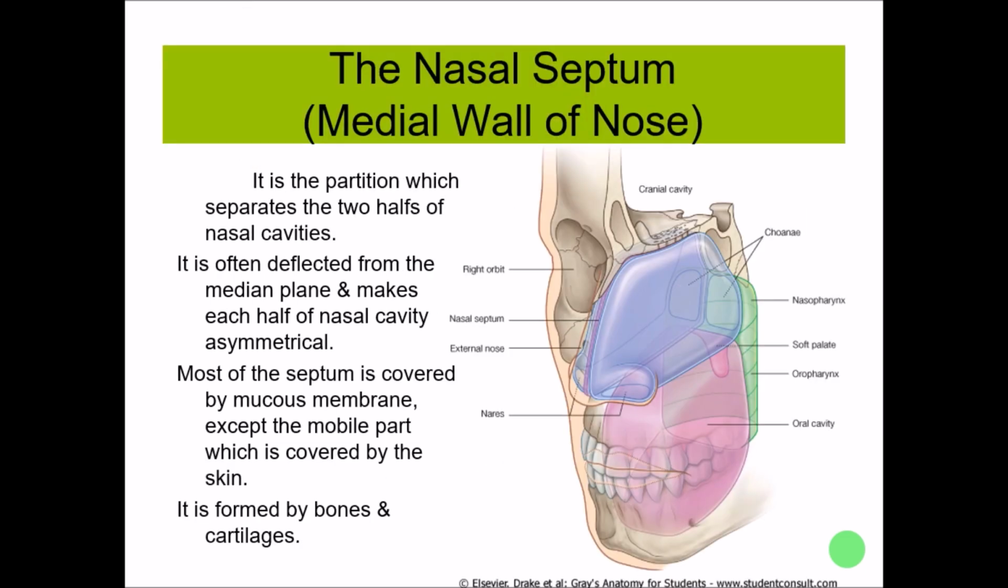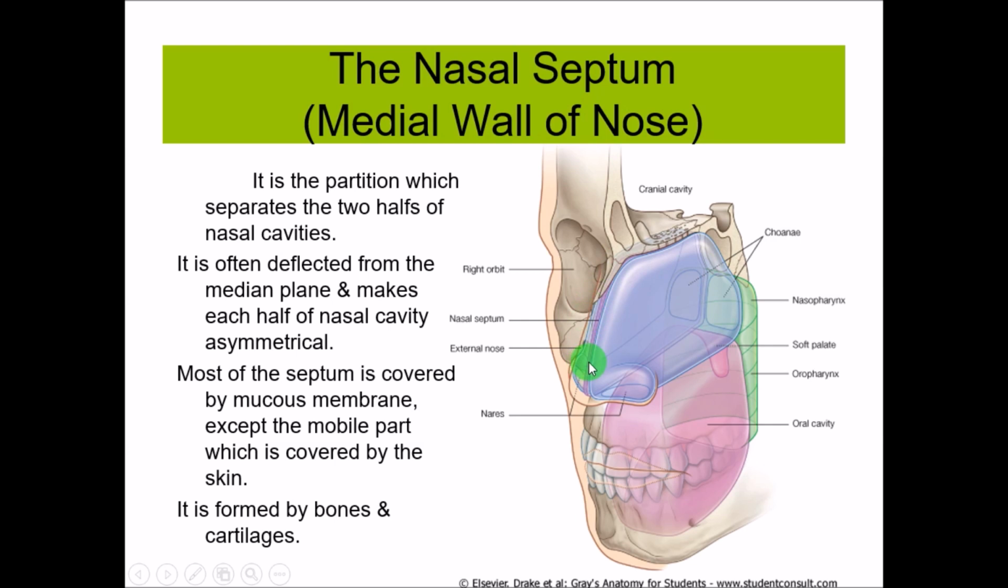sinuses. To begin with, as you know, the nose is a very important structure through which the air which we respire will enter as well as exit. Okay, so this is the nose here. So the nose is made up of two important walls. One is the nasal septum, which is also called the medial wall of the nose, and we have the lateral wall of the nose.